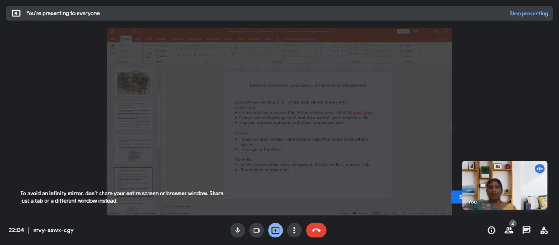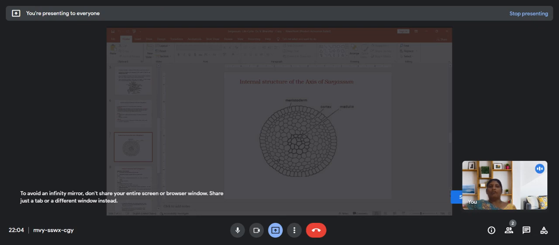The transverse section, TS, of the axis shows three parts: epidermis, which is the outermost layer covered by a thin cuticle called meristoderm, and composed of closely packed thin-walled parenchymatous cells, and inner to that we have the cortex, and inner to the cortex we have the medulla. The function of the epidermis is photosynthetic, whereas the cortex is storage in function, made up of thin-walled parenchymatous cells with intercellular spaces, and the medulla, the center of the axis, is composed of thick-walled narrow cells, which do the function of conduction.